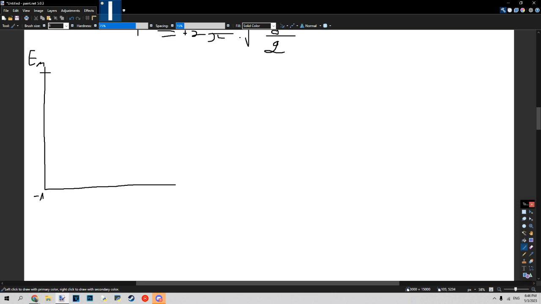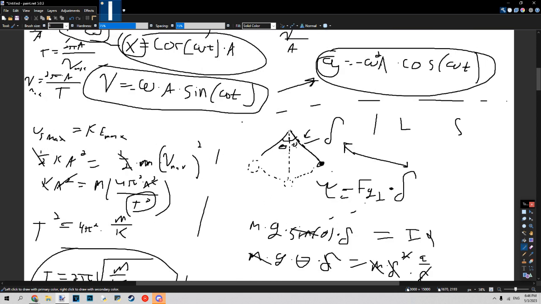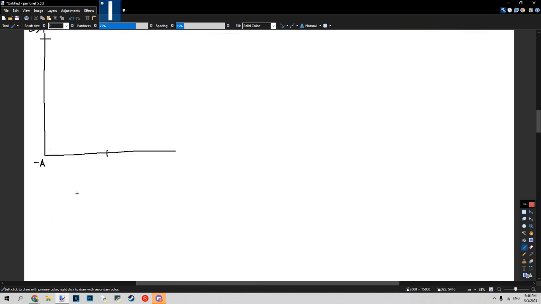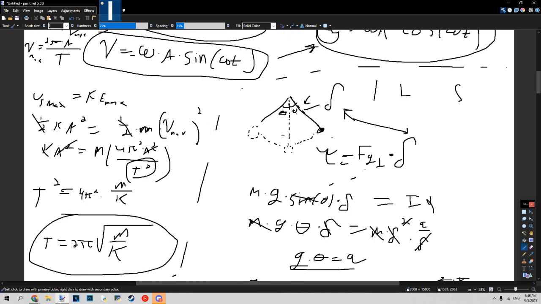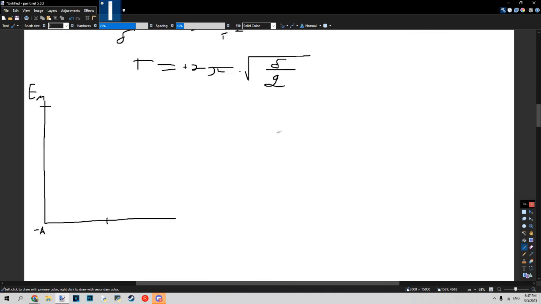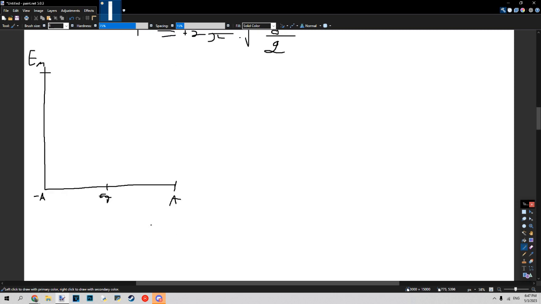So this would be negative amplitude, and we can think of amplitude as when theta is highest, obviously. And it could be either pendulum or spring, it doesn't really matter. So yeah, negative amplitude, equilibrium, so EQ position, and amplitude. So this is the x-axis, representing x. This is energy, the y-axis is our energy, and this is energy max, as I've explained.